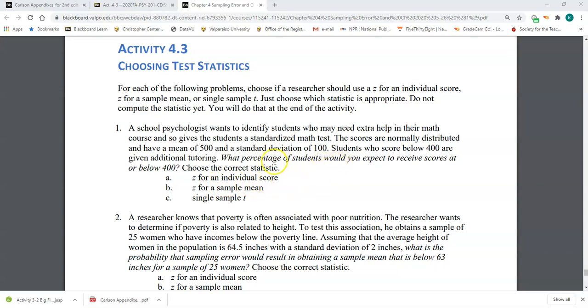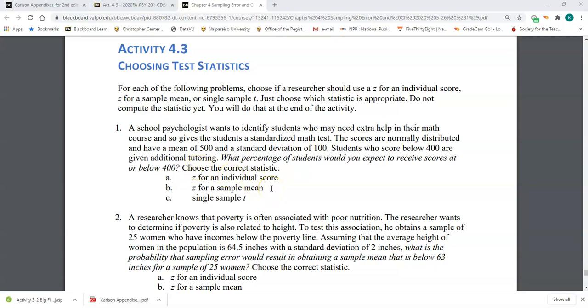What you're going to be trying to do in this situation is find the Z score that corresponds to a raw score of 400. So you're really focusing on an individual score of 400 and converting that to a Z.